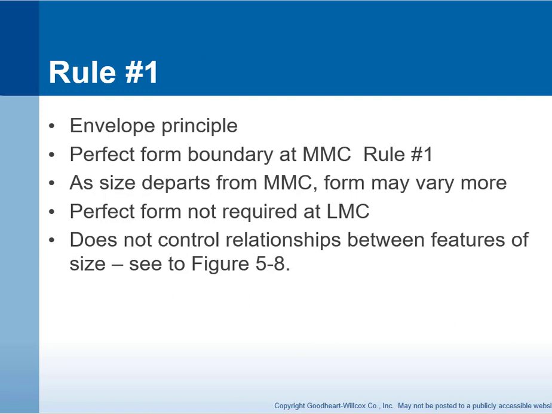Now, rule number 1 is the envelope principle. Perfect form boundary at MMC. That's rule number 1. So as the size departs from MMC, your form can vary more. And perfect form is not required at least material condition. Perfect form is only required at maximum material condition. That's rule number 1. And it does not control relationships between features of size.